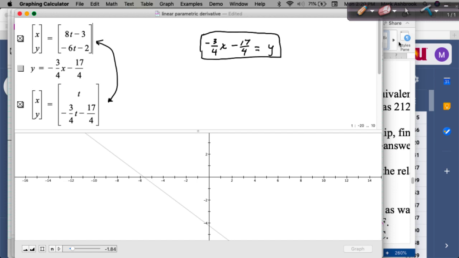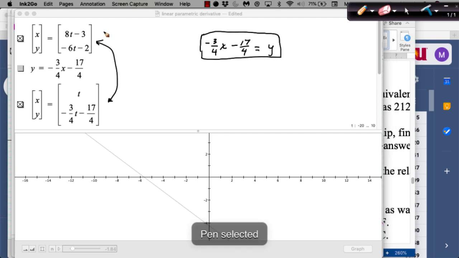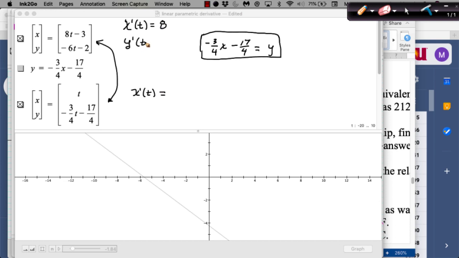Okay, so another thing we could do to show that is we could find x prime. What's the derivative of x with respect to t in the first case and in the second case? What about in this first case? The derivative is 8. y prime is negative 6. This one, x prime is, y prime is.